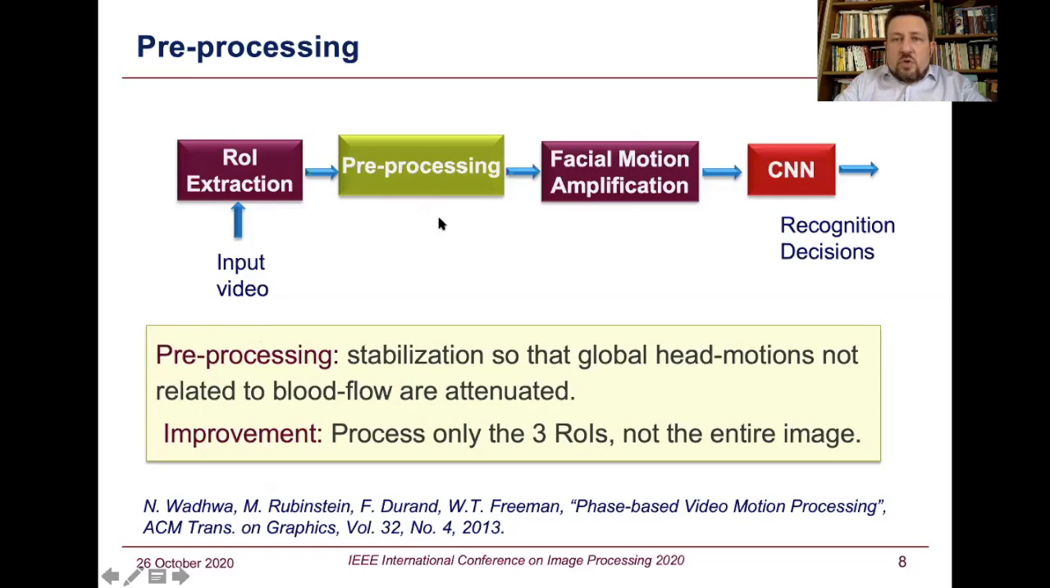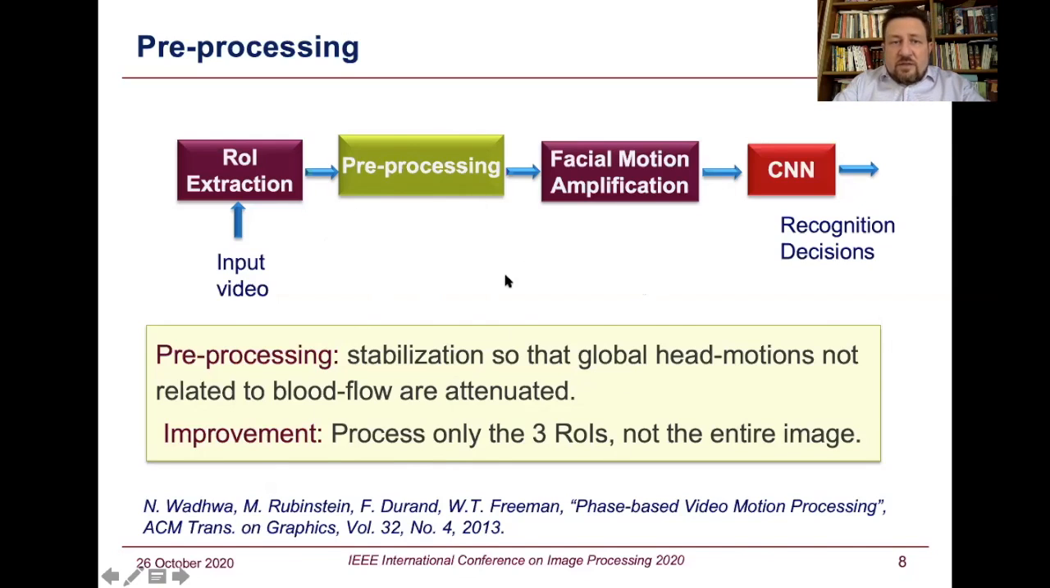In order to deal with this, we're doing some pre-processing. We're using the phase-based motion amplification by Freeman and Wadhwa, and we do micro amplification with a negative coefficient, so that it stabilizes the image instead of enhancing these movements. And again, what we do here is we process only the three regions of interest and not the entire image.